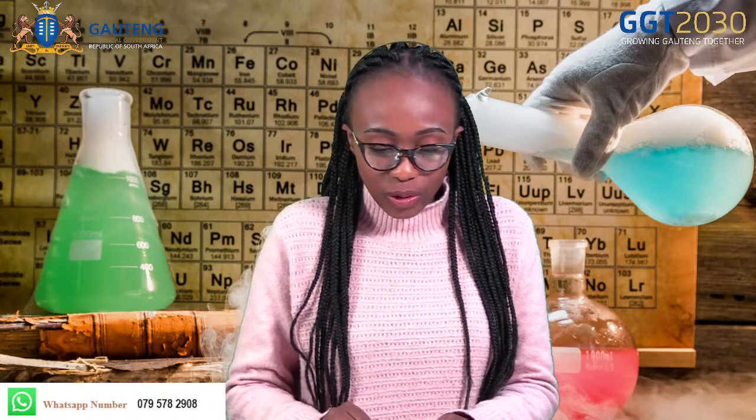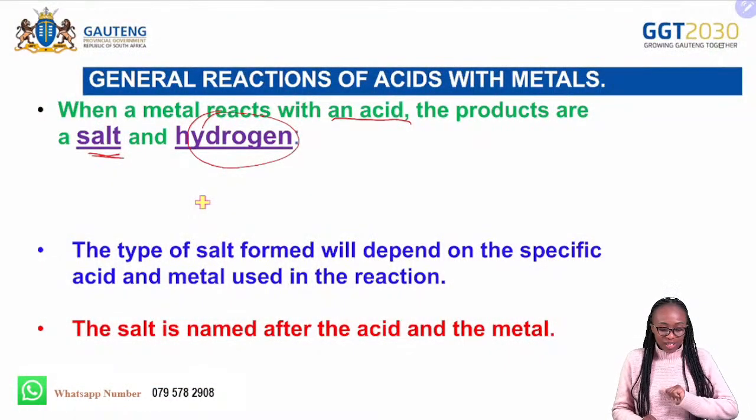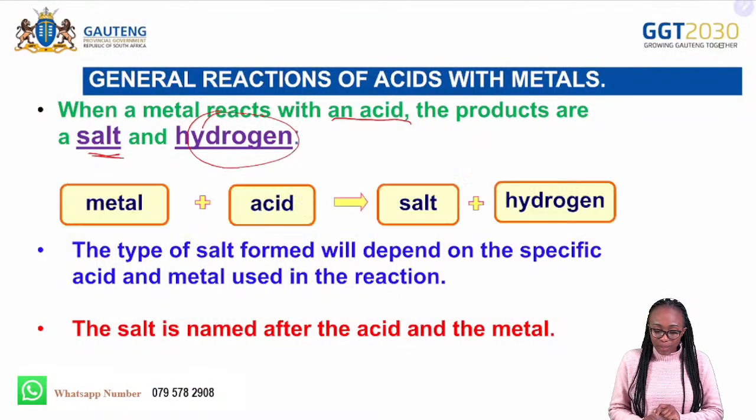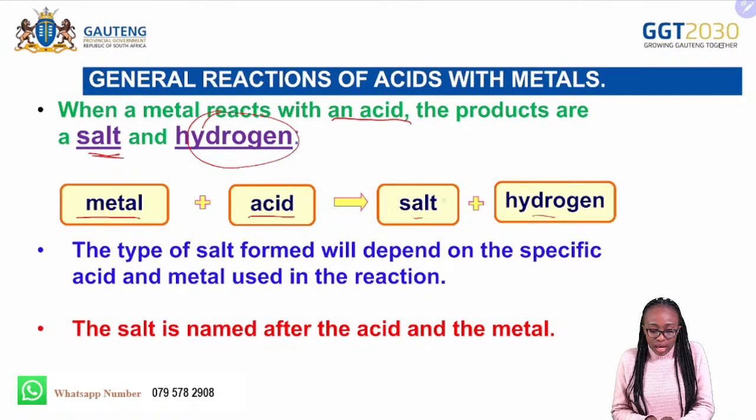What's the general equation? So the salt is named after the acid and the metal. But what is the general equation? There we go. So it is metal plus acid on the reactant side. Remember, reactants are found on the left-hand side of the arrow. And then we have a salt and hydrogen as our products. So our reactants are a metal plus acid to give us a salt and hydrogen.